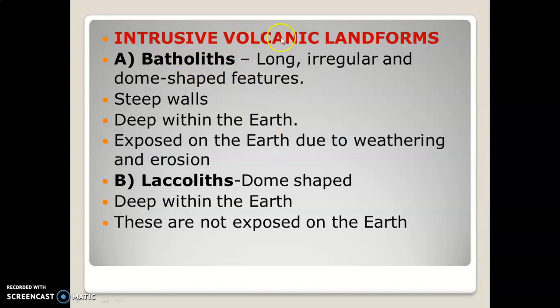Next heading is intrusive volcanic landform. Some landforms are formed inside the earth's surface due to cooling down of magma. Every time magma is not able to come out; sometimes magma cools down in the interior of the earth, but different shapes are formed. Like within the earth's surface, a dome-shaped landform will be formed with steep walls, and batholiths are deep within the earth.